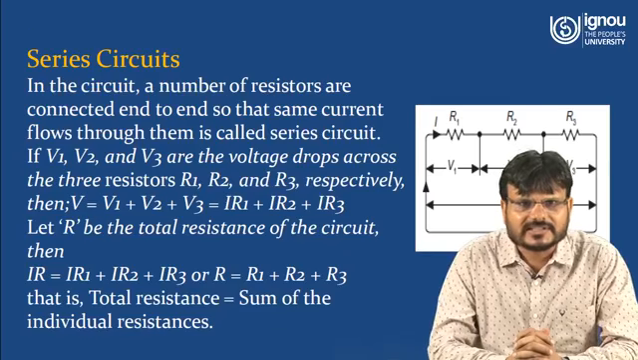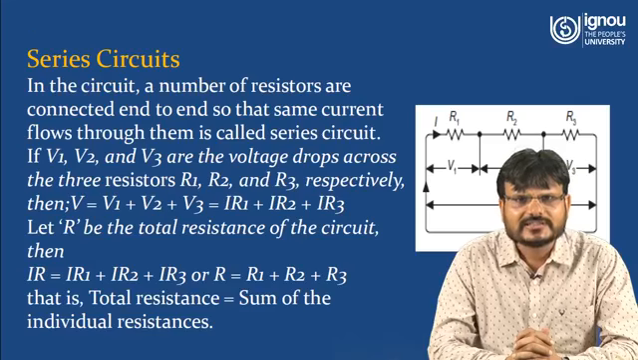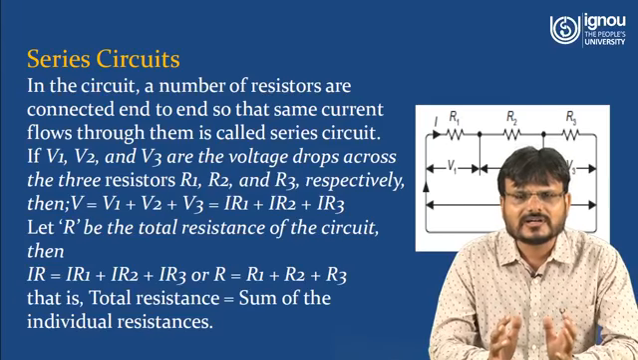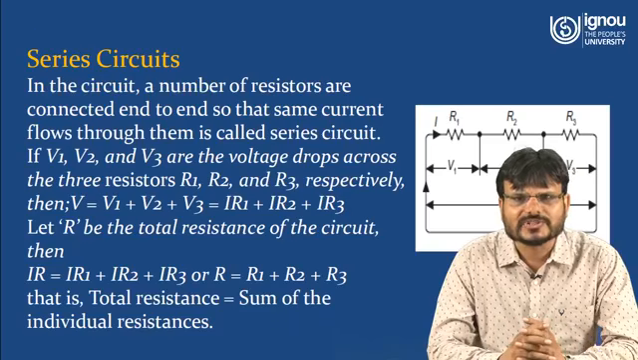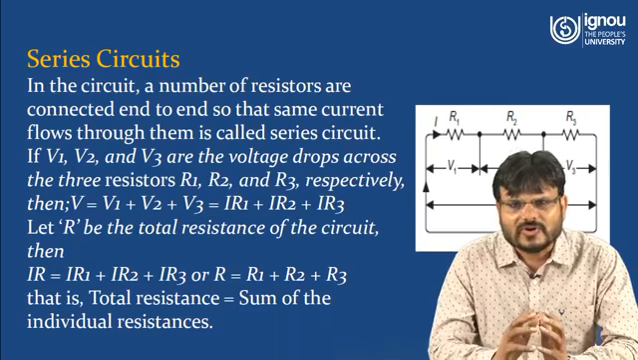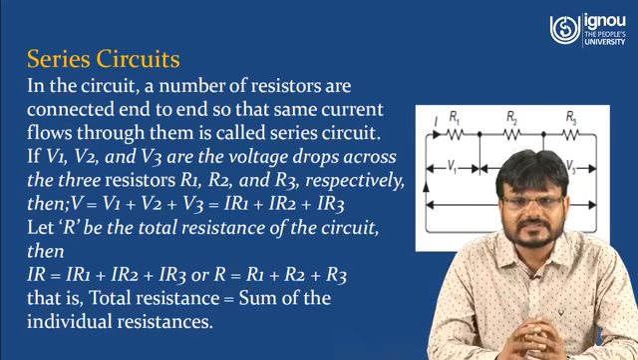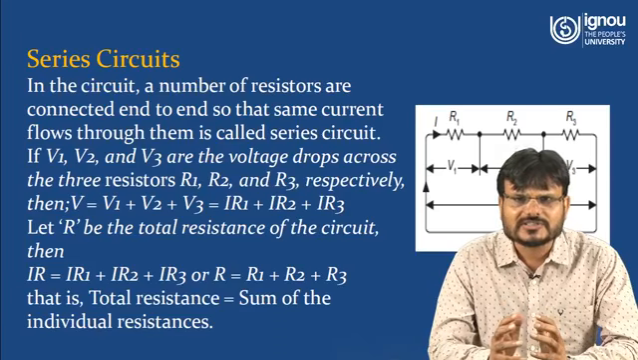In a series circuit, a number of resistors are connected end to end so that the same current flows through them. Here you can see in the figure there are three resistances, R1, R2 and R3, all connected in series. These three resistances are connected across the supply voltage, denoted by V. Because all the resistances are connected in series, the current flowing through all three is the same, that is current I.